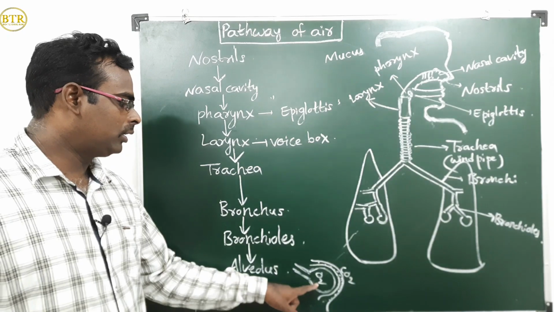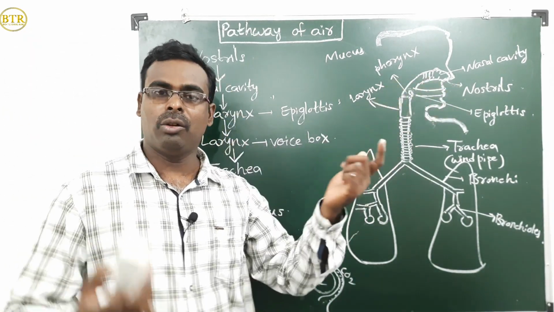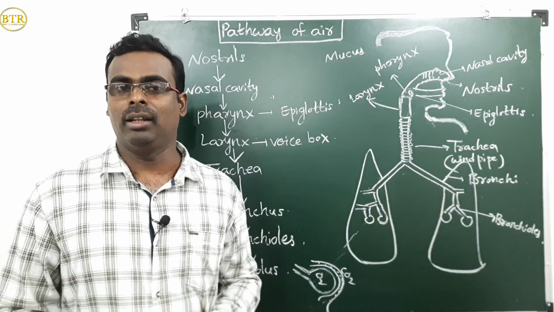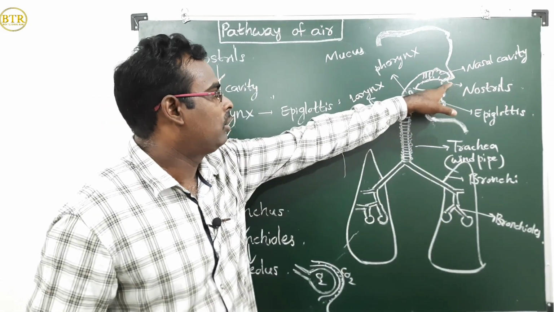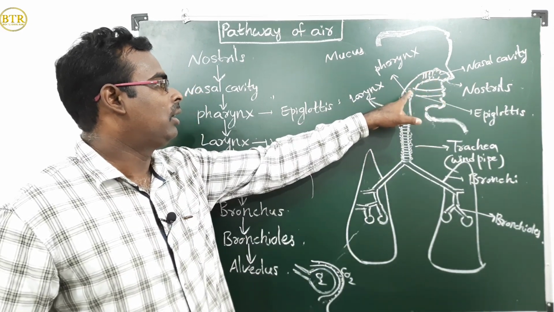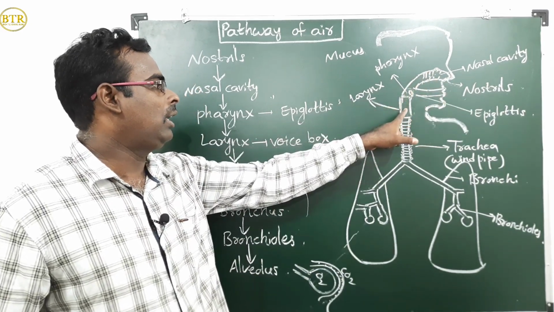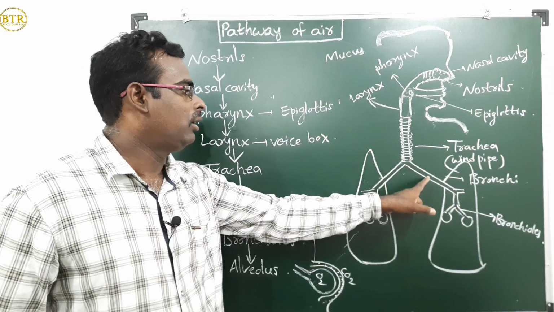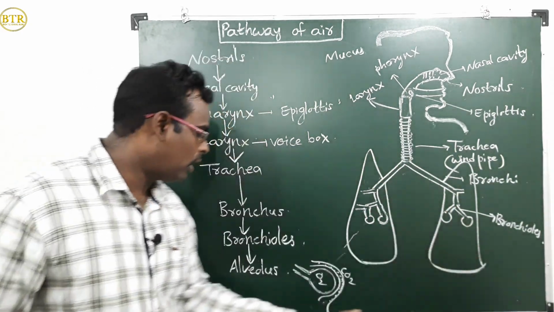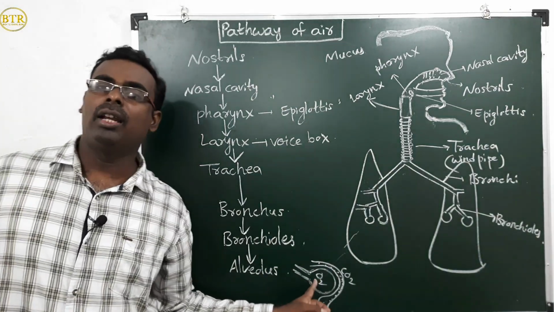How did the oxygen reach there? When we take air into our body, that air contains 21% oxygen. That air goes to the nasal cavity through the nostrils, then reaches the pharynx, then the larynx, then the trachea, then the bronchus, then the bronchioles, then the alveolus. So now oxygen is there in the alveolus.